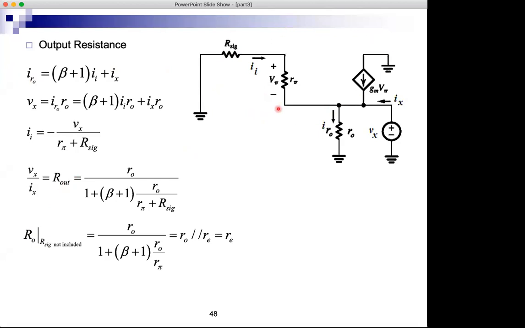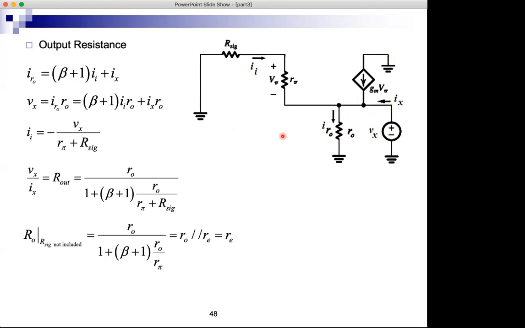This is my amplifier, and for R out, I set V sig to 0. This is where V sig was connected, the signal source, R sig. This is the base, R pi, the emitter, the collector is grounded, and we have RO, and Vx and Ix, the test source connected in place of RL. And we want to find Vx over Ix.